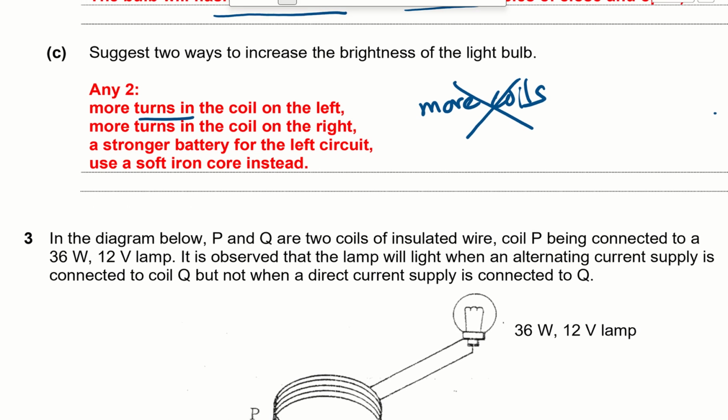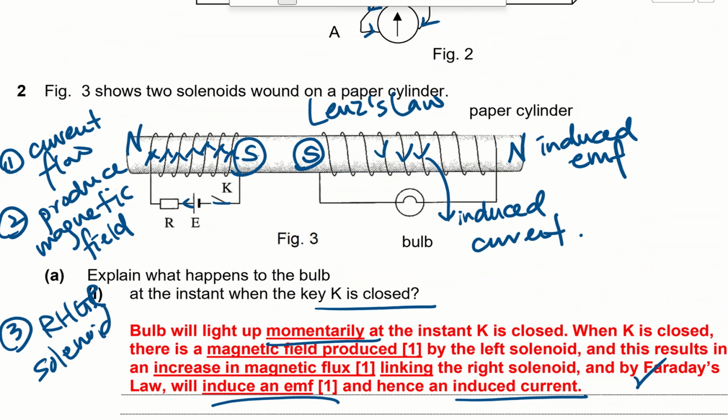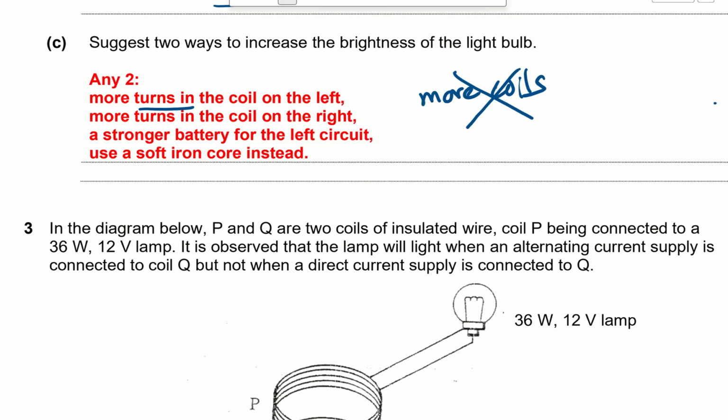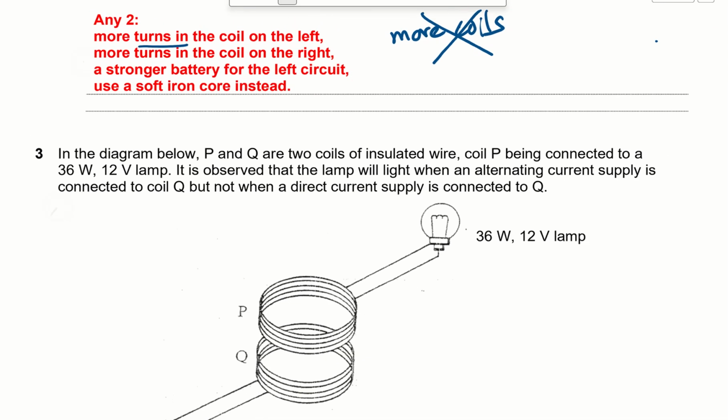Or use a soft iron core, because if you notice, it is actually a paper cylinder. So the iron core will actually concentrate the magnetic field lines.